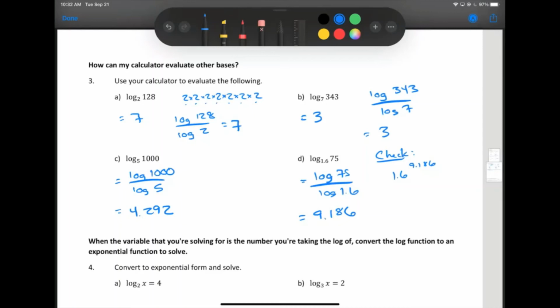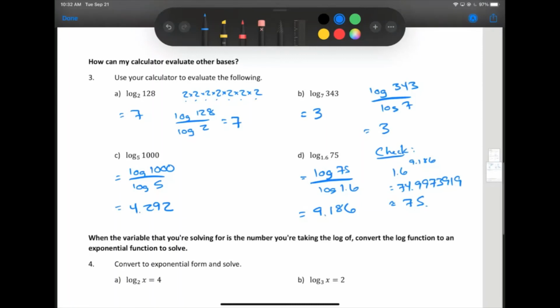So 1.6 to the exponent 9.186 is 74.9973919. Okay, so it's 75. So that's the nice thing about these logs like this, is that even if we get an answer, if we're not sure about it, we can always double check it really easily using exponents, since they are just inverse operations.